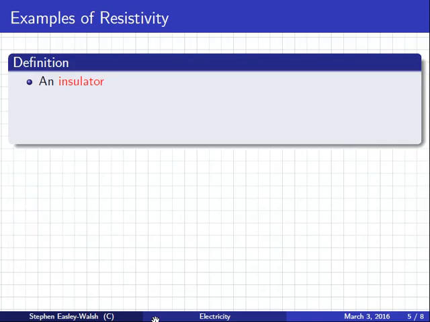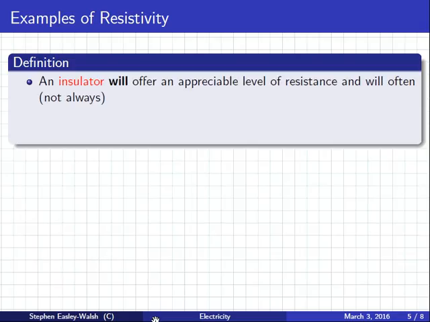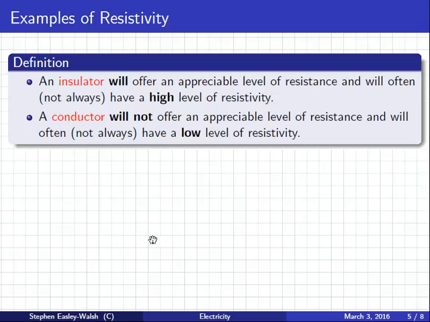Now, you know insulator from chemistry. An insulator usually has a high level of resistance, a high level of resistivity, whereas a conductor will have a low level of resistivity. So if you can just write down insulator, high resistivity, and conductor, low resistivity. An insulator is the opposite of a conductor. Like wood is an insulator. Plastic, yeah.